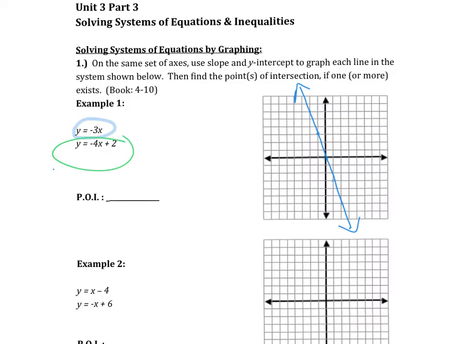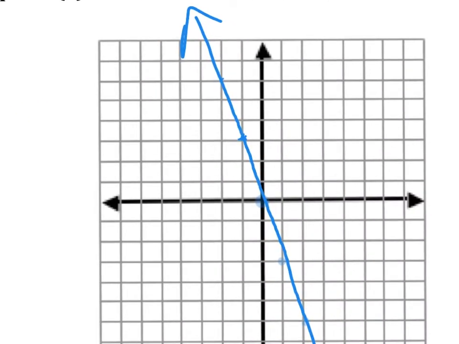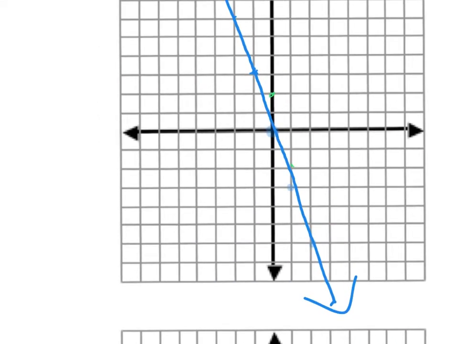Once we have our line, we're going to graph our second line, which is y equals negative 4x plus 2. So we're going to start at our y-intercept, which is 2, and our slope is negative 4, so we're going to go down 1, 2, 3, 4 over 1.